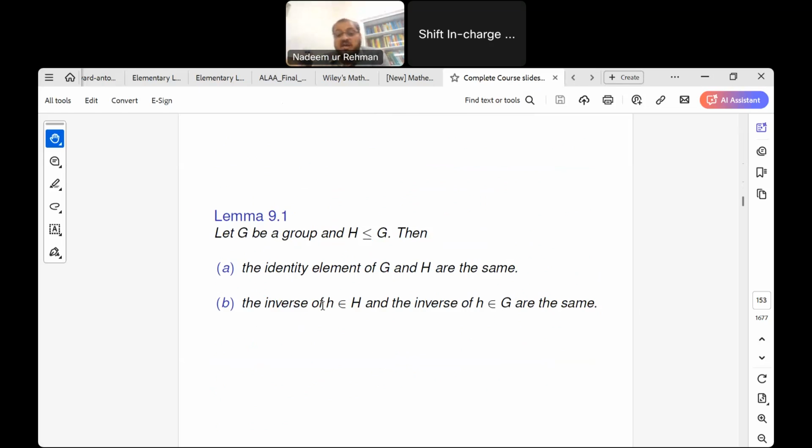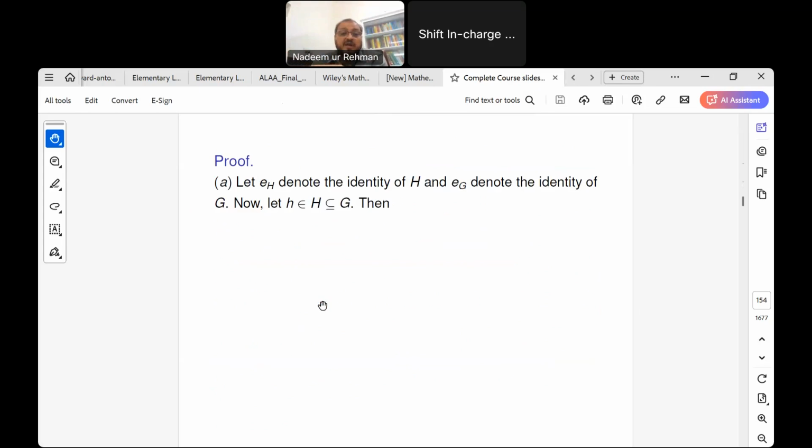The inverse of an element h belonging to G is the same, because we proved that the identity element over the set is unique and the inverse of a particular element is unique. So this should belong to the same set.